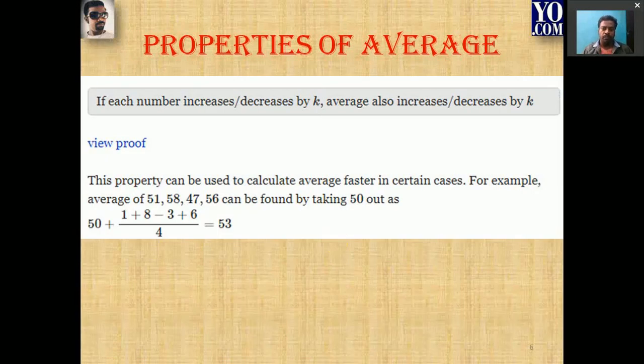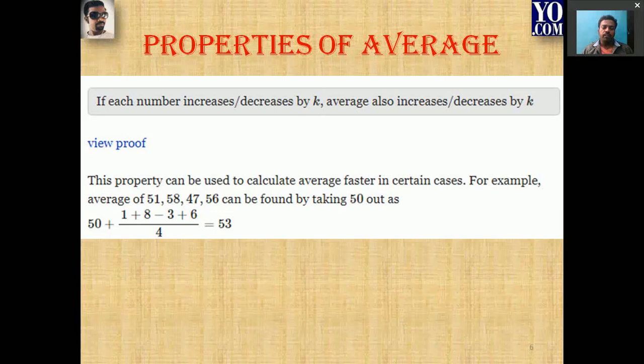The property: if each number increases or decreases by k, then the average also increases or decreases by k. For example, consider the numbers 51, 58, 47, 56. We are going to calculate the average of these four numbers. Here all the numbers are around 50, so 50 is a common number.